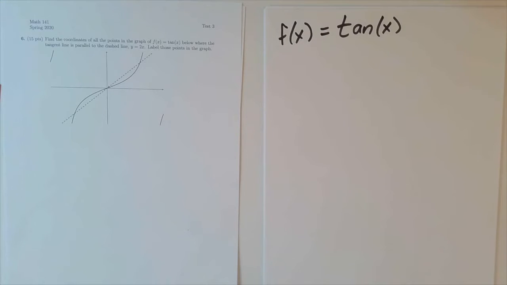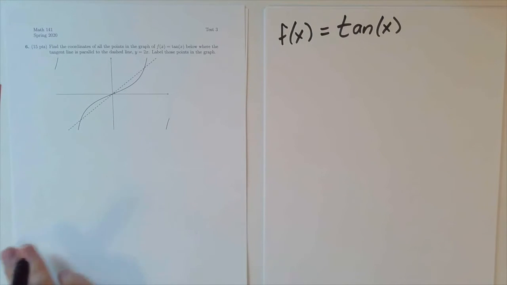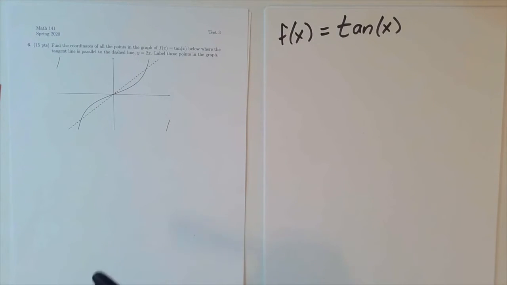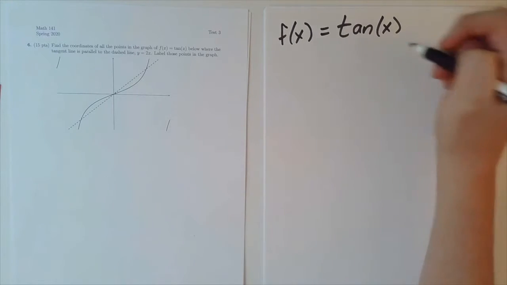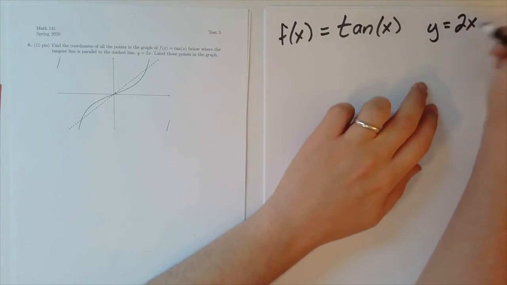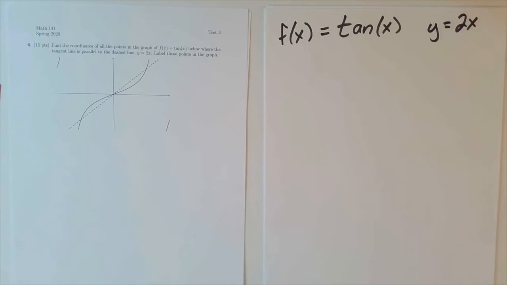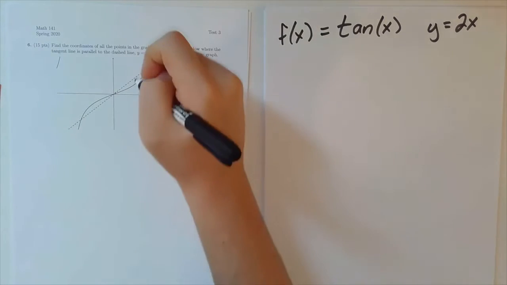All right, class, we've made it to the last question of the test. So here's what the question asks. We are given a graph of tangent of x, and we're also given this line, the dashed line, which is y equals 2x. And what we're asked to find is all the points on the graph that were shown where the tangent line at that point of tangent of x is parallel to the line y equals 2x. So I can sort of eyeball those, give or take.